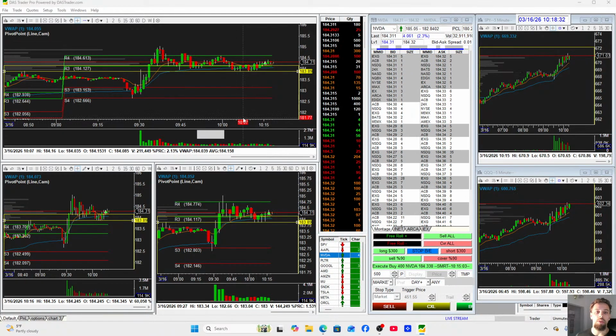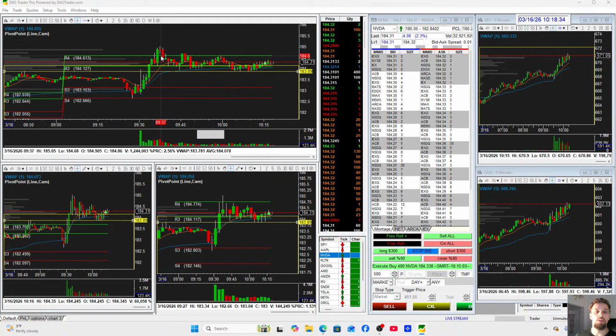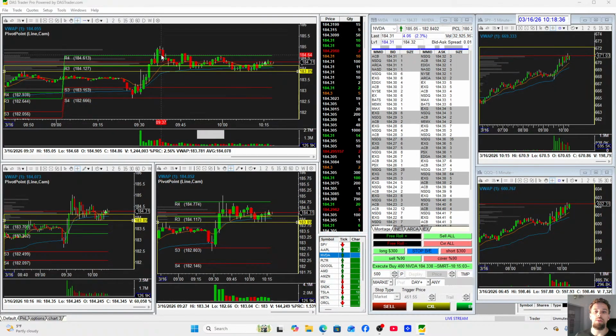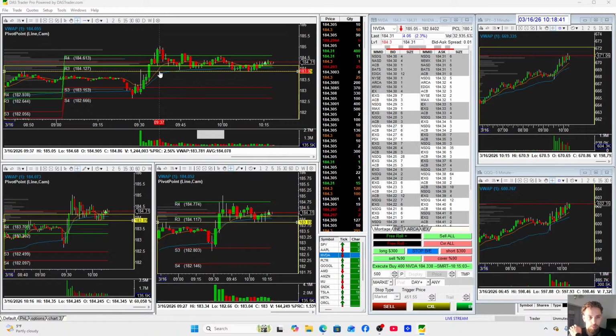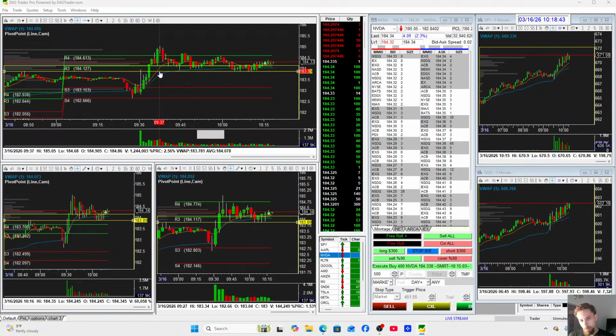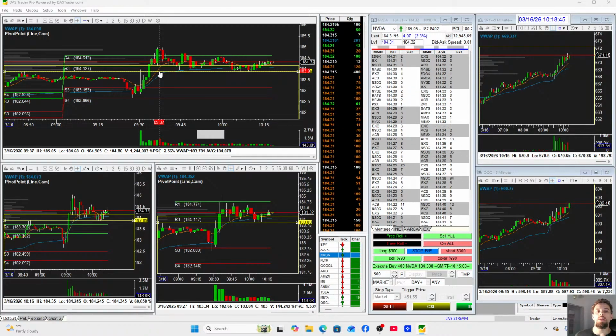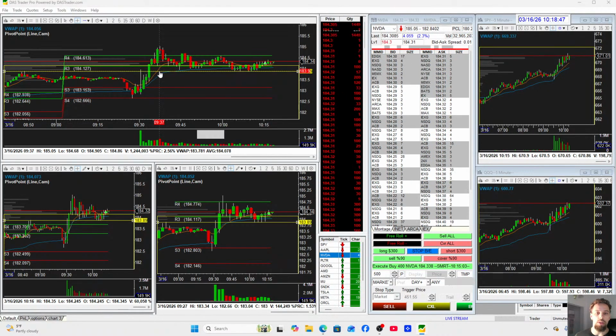I'm like right in the middle of this range as well, guys. 184.6 area resistance, 183.9 area support. I'm like right in the middle. Kind of in no man's land in terms of this consolidation range.